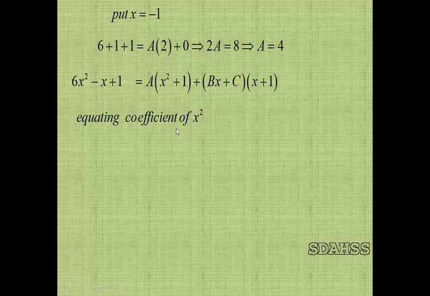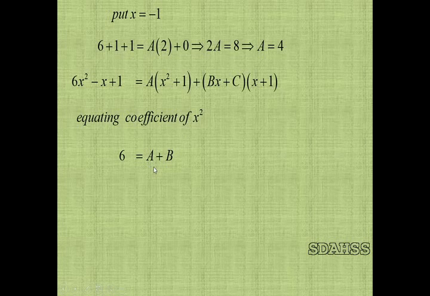Now equating the coefficient of x square term. Take down the second equation, equating the coefficient of x square. In the left hand side the coefficient of x square is 6, but in the right hand side the coefficient of x square is a plus b. a plus b is equal to 6. Already we got the value of a.